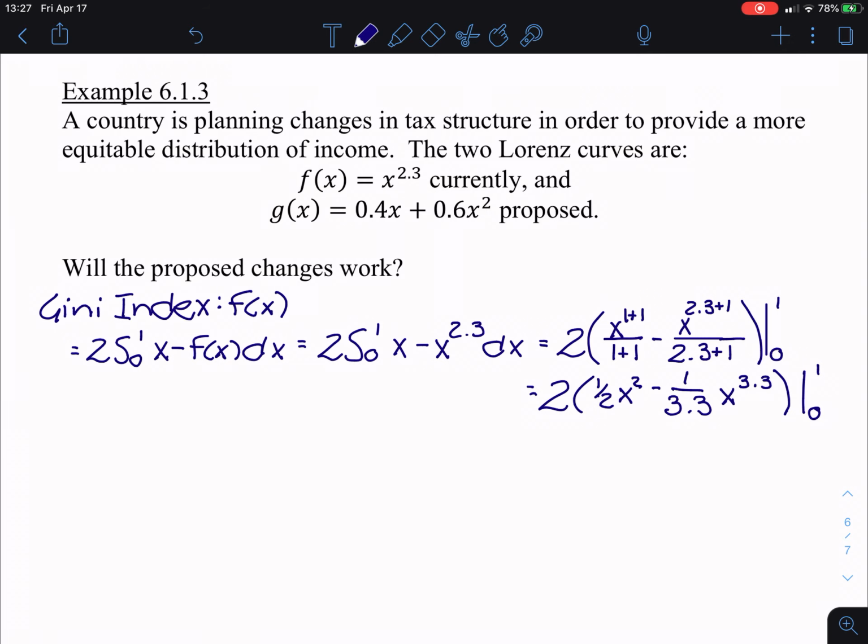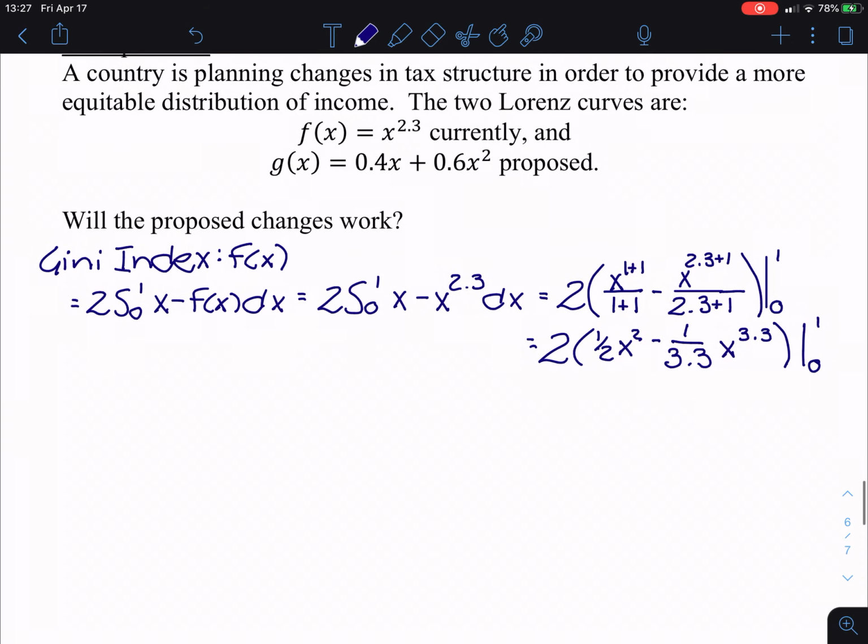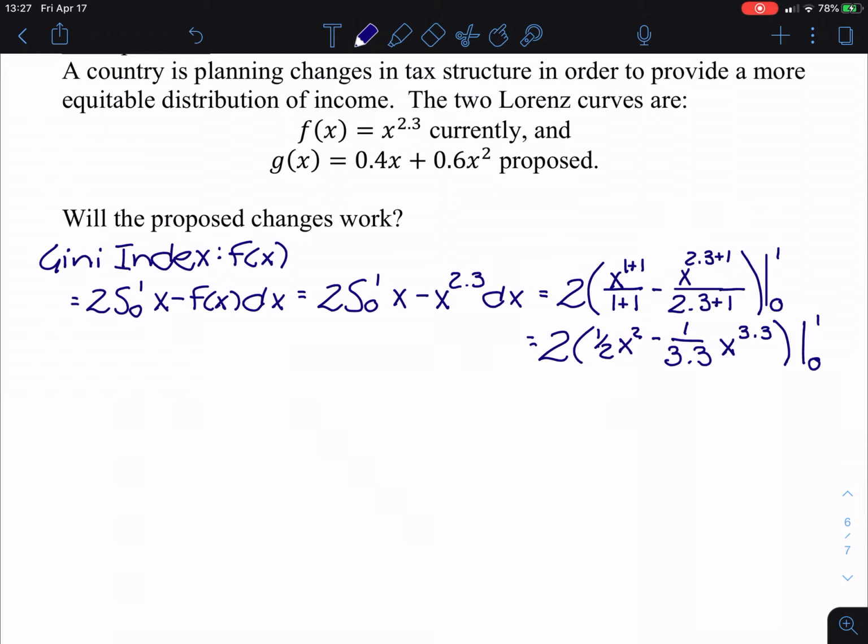Before we start calculating, I'm going to convert 1 over 3.3 to a decimal, out to 3 decimal places. So we've got 2 times 1/2 x squared minus 0.303, which is approximately what 1 over 3.3 is, times x to the 3.3, evaluated between 0 and 1.